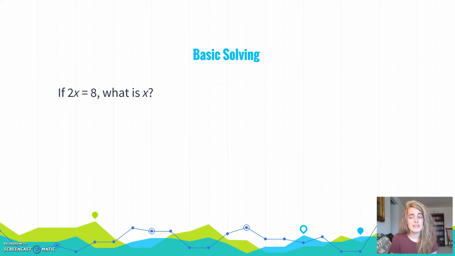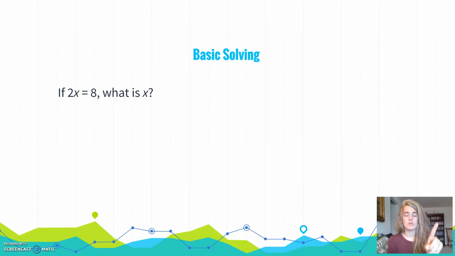This is the most basic version that you will ever see, ever, ever, ever. So this is an equation. An equal sign in the middle just means it's an equation. And it says if 2x equals 8, what is x? So you're solving for the variable x. In order to figure that out, you need to get x by itself.